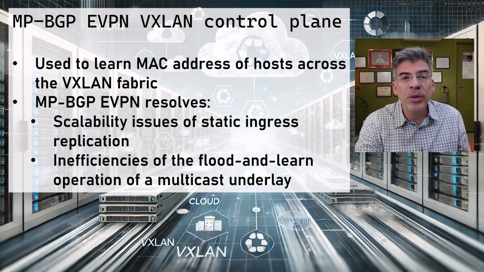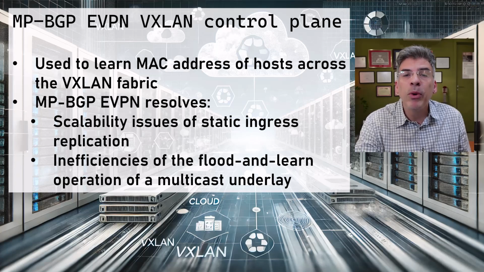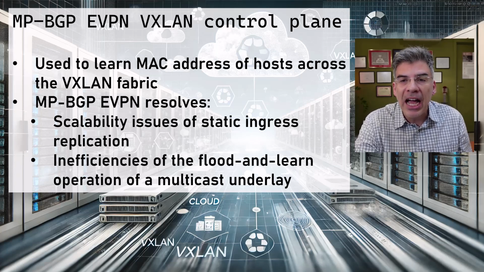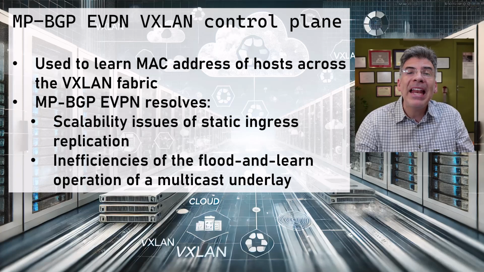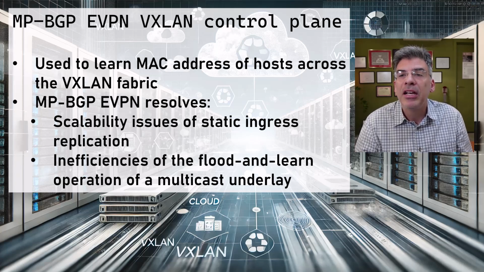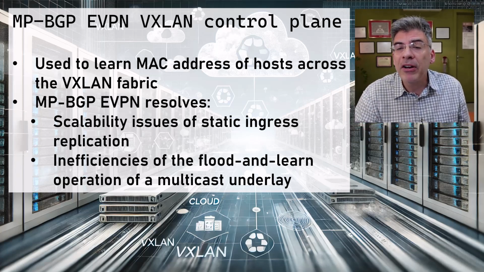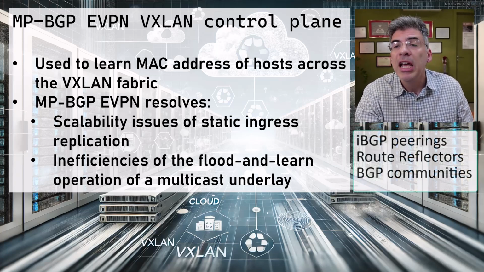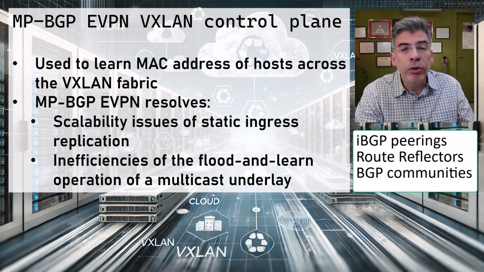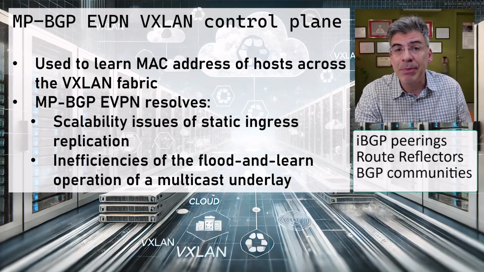Now in this video, we'll be focusing on a configuration on a Cisco Nexus infrastructure, but we'll be looking at layer 2 VNI communication. So we'll be spanning a single VNI across the VXLAN fabric, allowing two hosts on the same layer 2 segment to communicate over that fabric. Now just a note, we'll be touching upon various aspects of BGP configuration, including iBGP peerings, route reflectors, and BGP communities. So if you're a bit rusty on these topics, make sure to look at them in my BGP playlist.